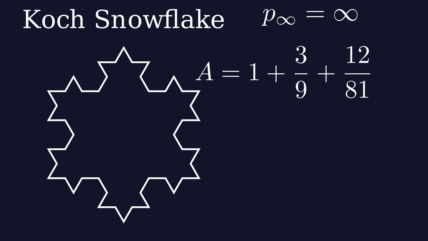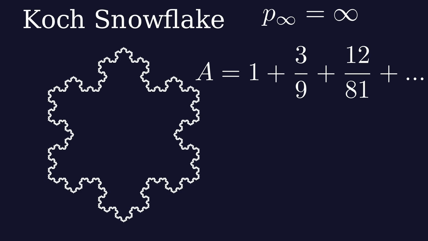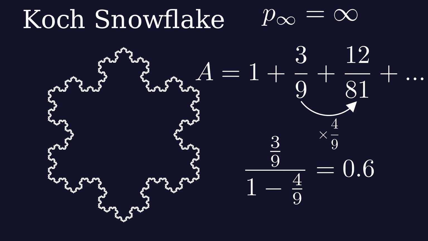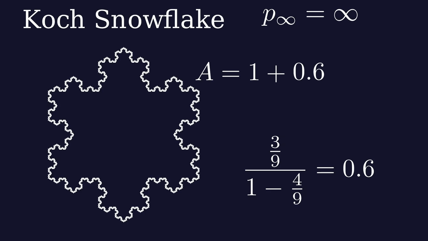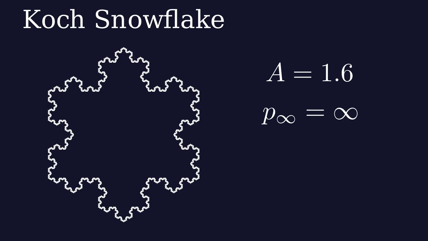So after infinite iterations, the area of the whole shape is equal to 1 plus the sum of this infinite series. The ratio between elements is equal to 4/9. So after plugging in the values into the sum formula, we get that the area of the whole shape is equal to 1.6. It means that the Koch snowflake has a finite area but an infinitely long perimeter.